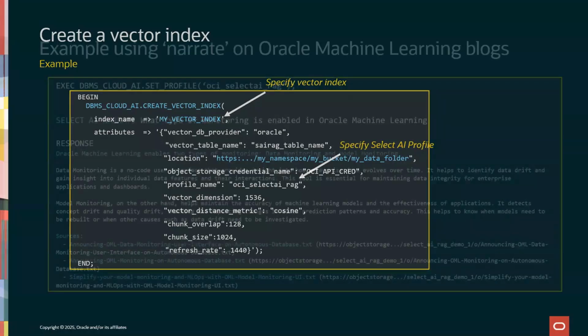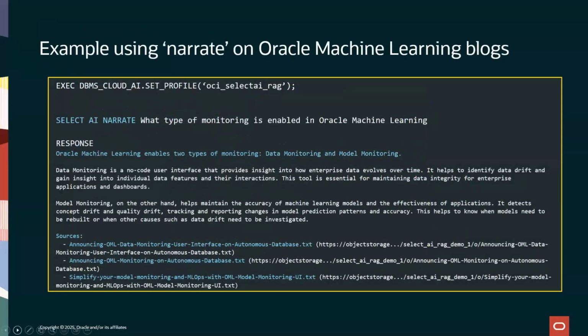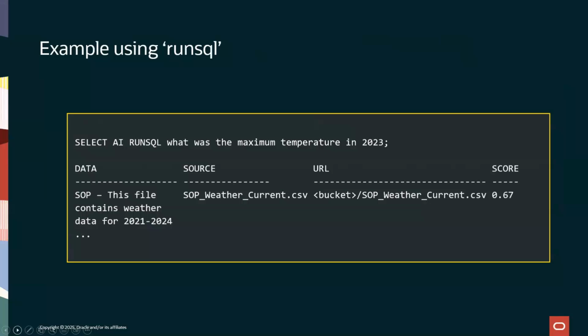And then once that's all done, from an end user perspective, you just execute DBMS Cloud set profile, similar to what Derek did, where you have to tell it, well, what profile am I using for Select AI RAG? And then you can see you use the narrate function or action to say Select AI narrate, and then you ask your question, and then it will go out, perform the vector search, send it to the LLM, and give you a final response.